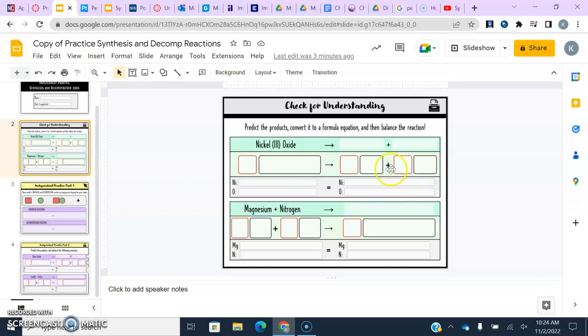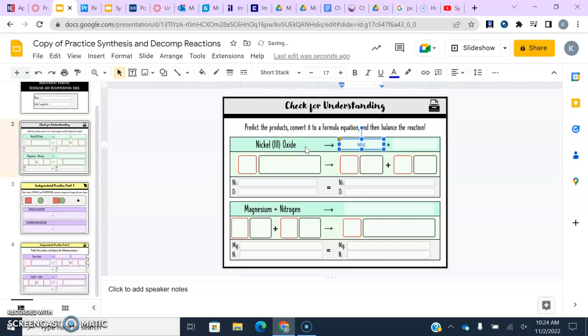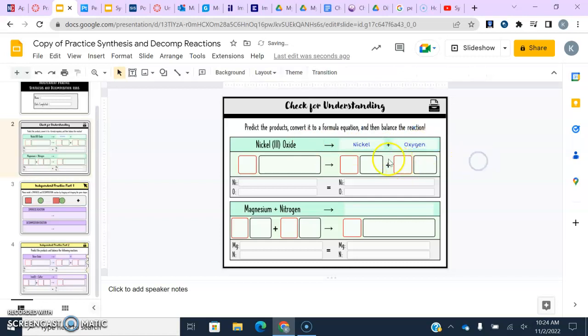Okay, the first thing I'm going to do is figure out what these are decomposing into. Well, I have nickel oxide. So I know in this compound I'm going to have nickel and oxygen, because remember, if we change the ending back to the original name, it would be oxygen. So we're just going to type in nickel and oxygen. Okay, and that's it. So we have nickel and oxygen. Now we have to figure out the formula for each of these things.